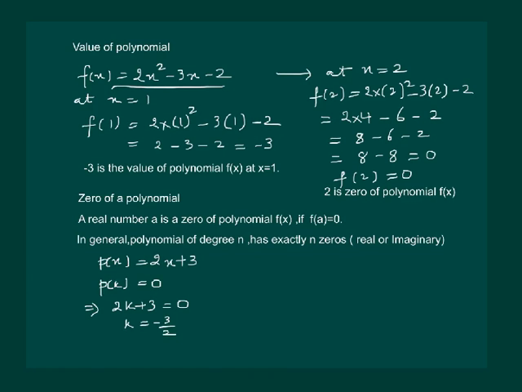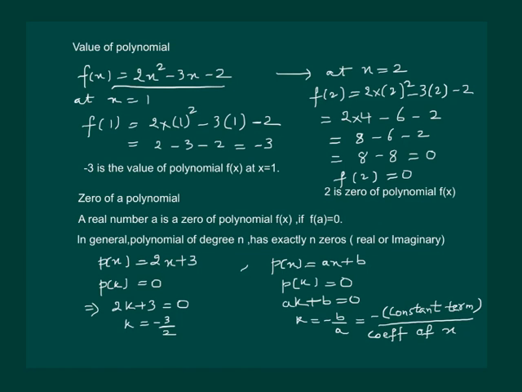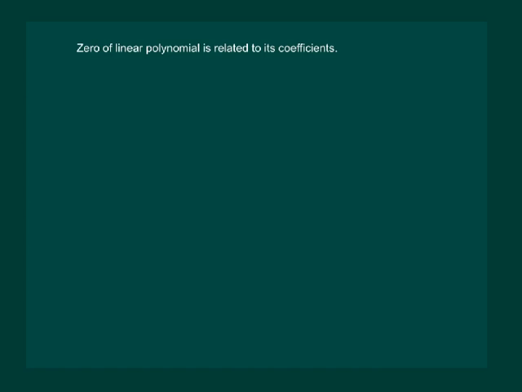Let us do the same thing for the general form of a linear polynomial, which is ax plus b. Let k be the 0 of this polynomial, then p of k should be equal to 0. ak plus b should be equal to 0. k should be equal to minus b by a. In other words, if we have a linear polynomial, then its 0 is minus the constant term whole divided by the coefficient of x. So we have seen that the 0 of a linear polynomial is related to its coefficients. Let us see if the zeros of a quadratic polynomial are also related to its coefficients.